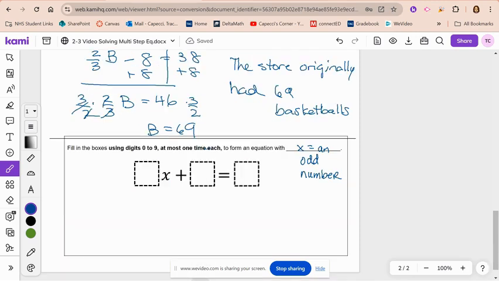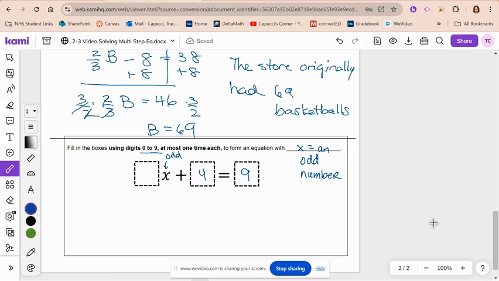Okay, let's look at the next problem. Again, it's one of those where we have to fill in the boxes. This time we're using digits 0 to 9, so no negative numbers, at most one time to form an equation where x ends up equaling an odd number. So this has to be odd. It doesn't even say a specific number. So I don't know. We're just going to have to start playing around with numbers, right? Do something. So I'm going to start by putting a 9 over here. No reason, just picking 9. And we can pick any number, right? Let's pick any number we have.